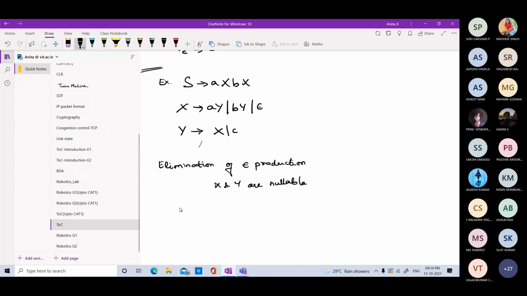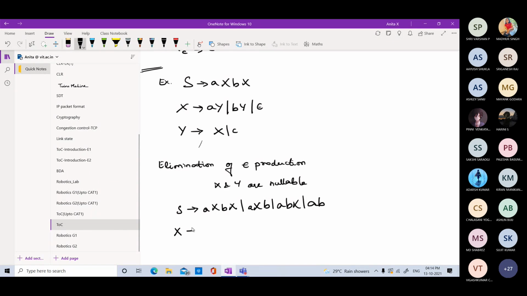So here we can start with S derives. X can be epsilon, so first I retain the original production, and then in order to eliminate it, I have to retain the meaning of the production. Considering this X being epsilon, A X B becomes A B X. If both the X are epsilon, I'll have A B.